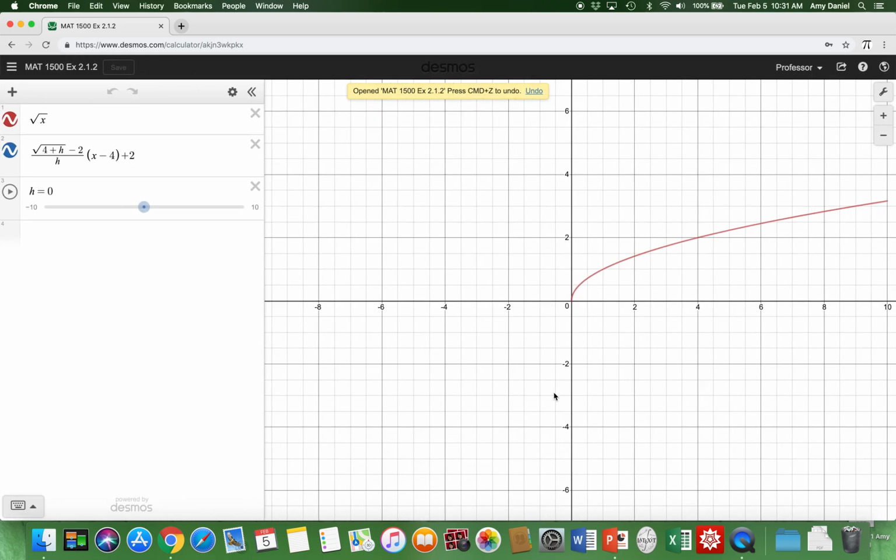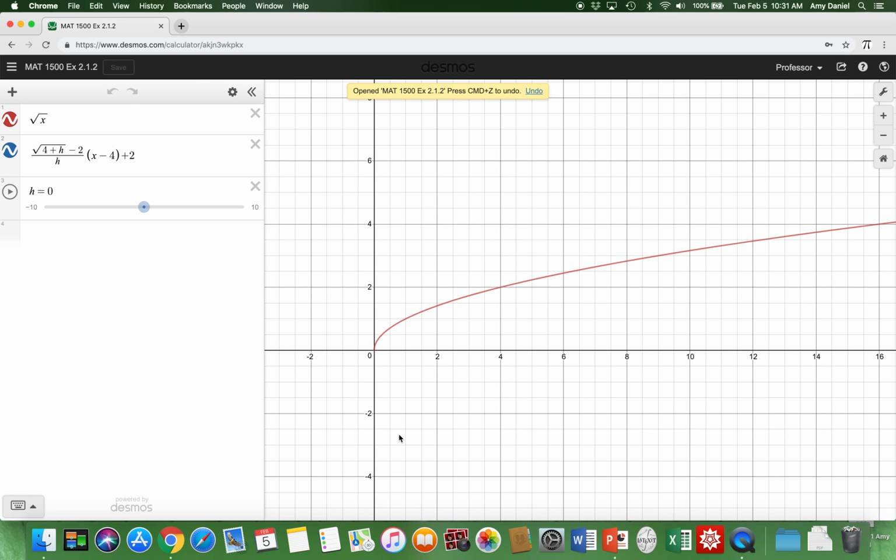All right, so this time I've got the graph of y equals the square root of x, and I'm going to be looking for the tangent line at the point (4, 2). Okay, we're just going to look about like that. So why is the point (4, 2) on this graph?